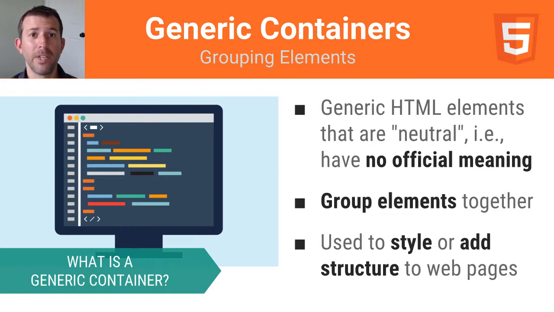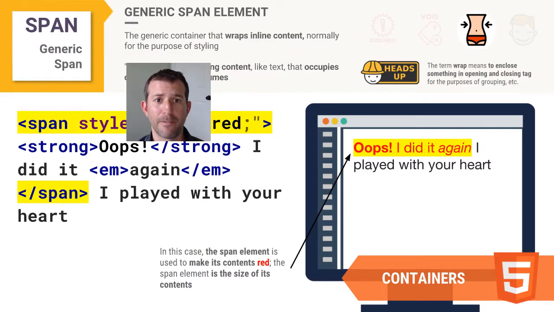We've got a couple really special elements, however, that can be used in a very generic way, and they're extremely important. They allow us to group things together, to add style and structure to our web pages. And the two different generic elements that you're going to be learning about are span and div.